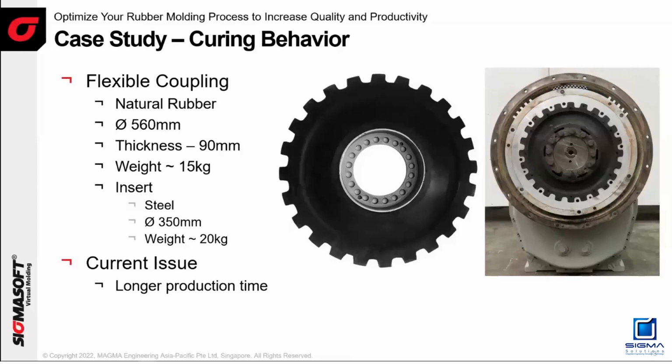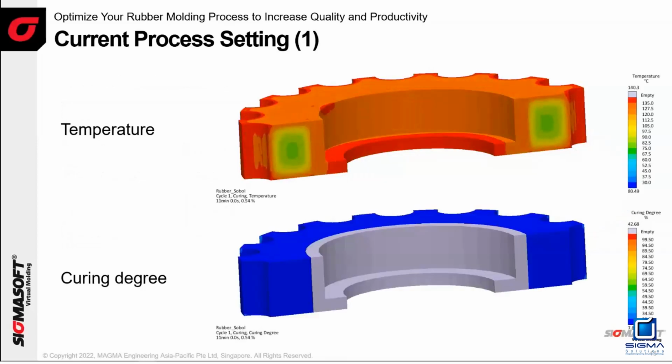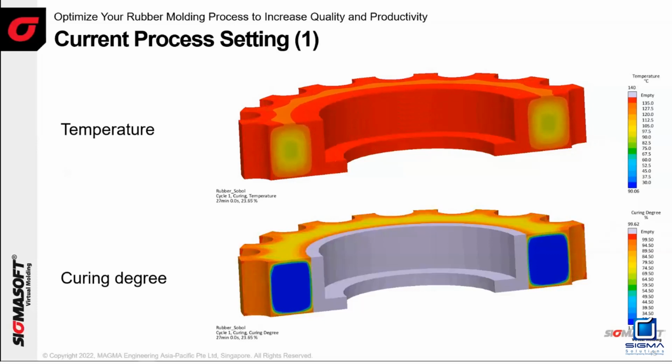Let's see what happened in the current settings. The current parameters are: the rubber temperature is 80 degrees Celsius, the insert temperature is 20 degrees Celsius, and the mold temperature is 140 degrees Celsius. Then for the heating up time, they use 5,400 seconds, which is 1 hour 30 minutes, to produce one part. Let's see why they use these parameters. You can see the temperature behavior versus the curing degree.